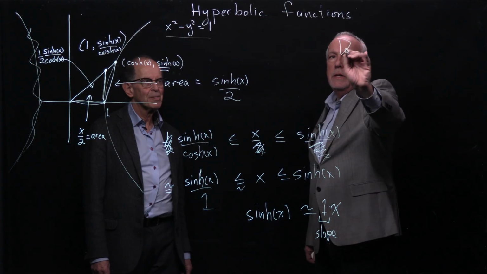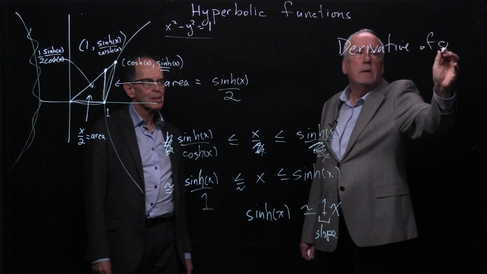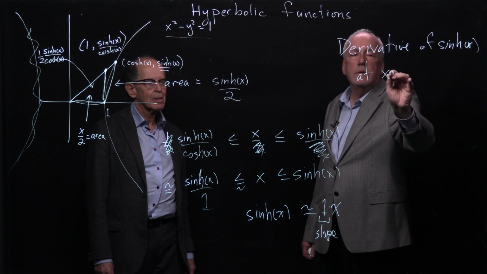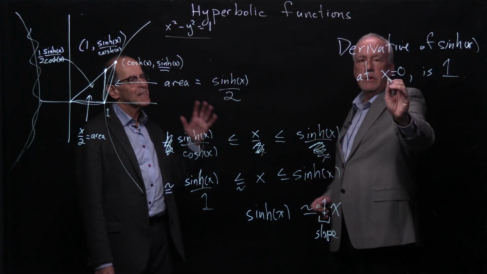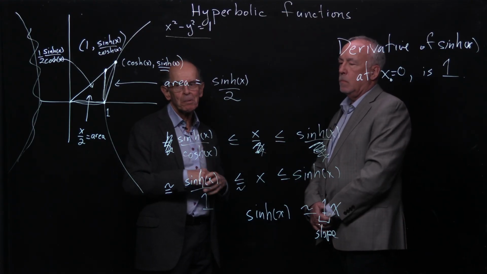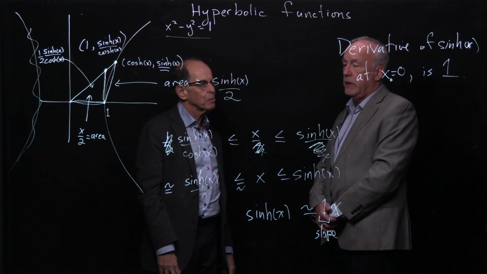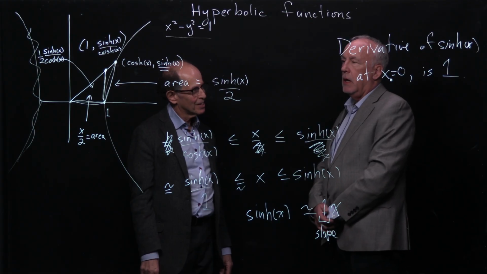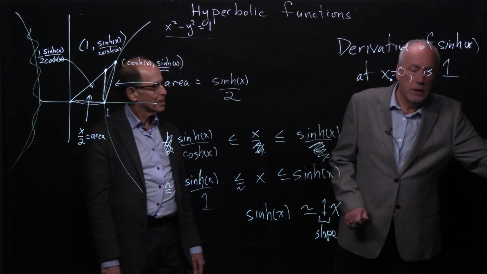I should write it down so we have it somewhere: the derivative of sinh x at x equals 0 is 1. So now can we copy what we did before when we move away from x equals 0? We can do that. We need the magic formula. We do need the magic formula. Let's do that right now. Okay, so, magic formula.